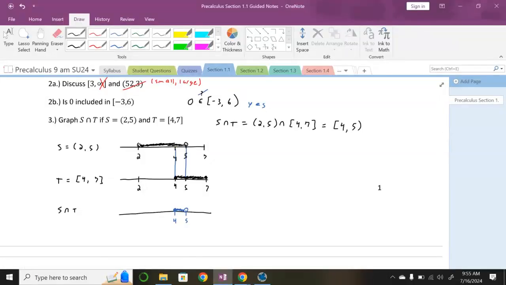Any questions on this intersection? Okay, so let's do the union too, just because we might as well. There's really no reason not to, and you already have the visual. Just to make 100% sure we understand what the union is.